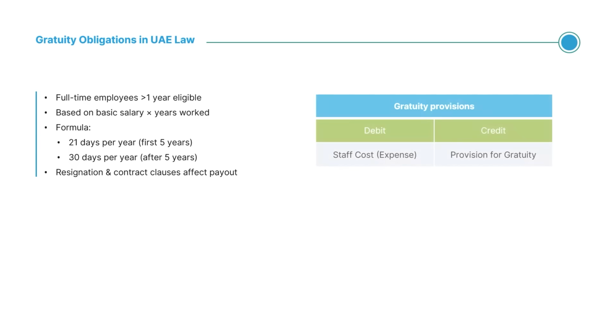From an accounting perspective, gratuity provisions are accrued annually. Debit staff cost expense, credit provision for gratuity. When paid, the provision is settled against cash.